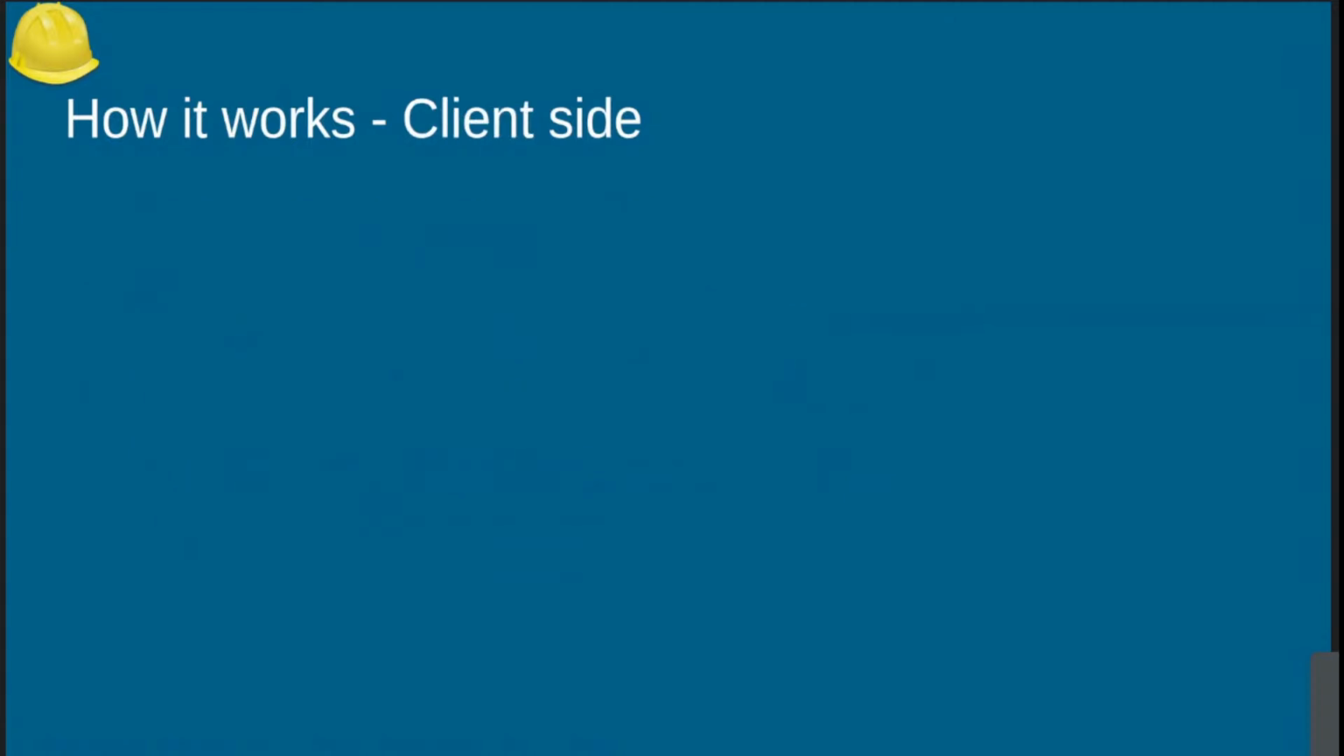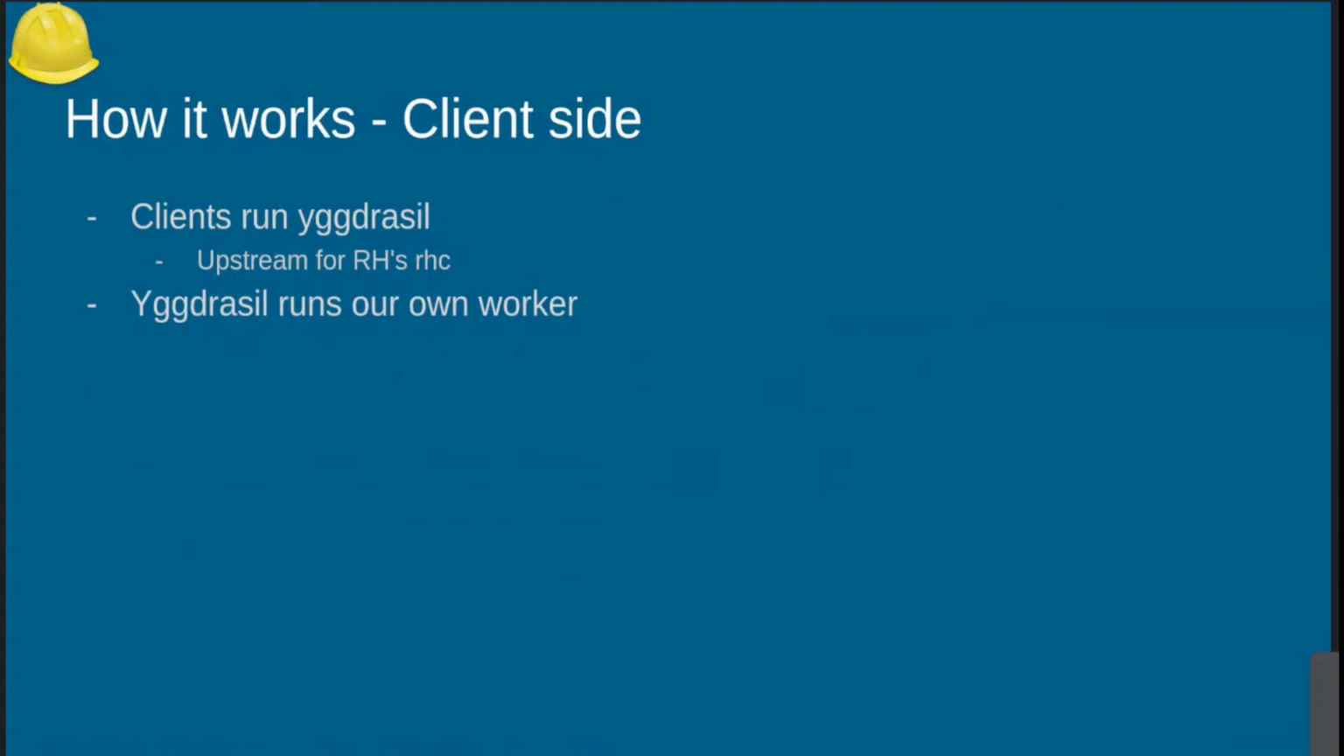On the client side, there are a couple of new things. The client machines now run Yggdrasil, which is an upstream project for Red Hat's RHC. Yggdrasil, as a client, runs our own worker, which knows how to do the Foreman specific bits.